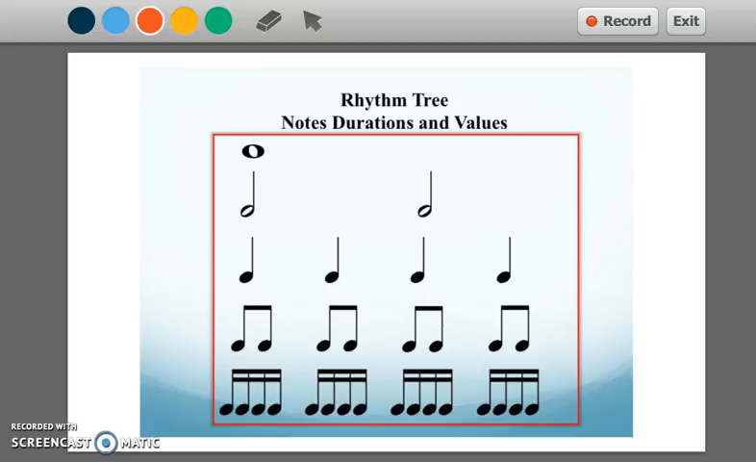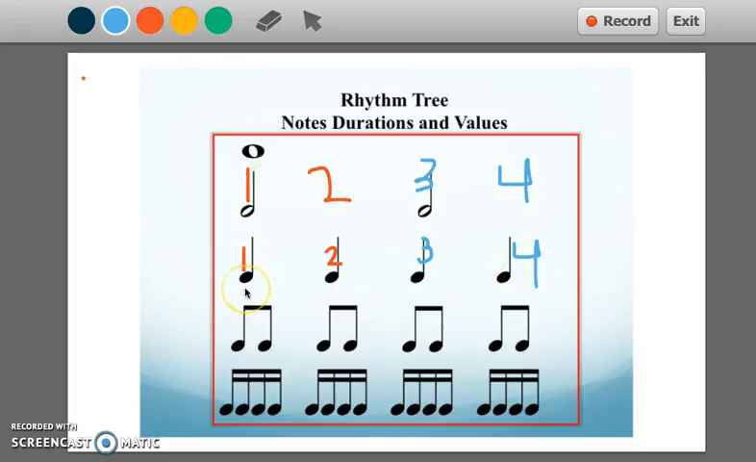Okay, in review, we've had our whole note, and we can divide that equally into two parts, and we get our two half notes. We would count these as 1, 2, and then we would have 3, 4. Okay, then we can divide our half notes evenly in half, and we would get our quarter notes, and we would count those 1, 2, 3, 4.